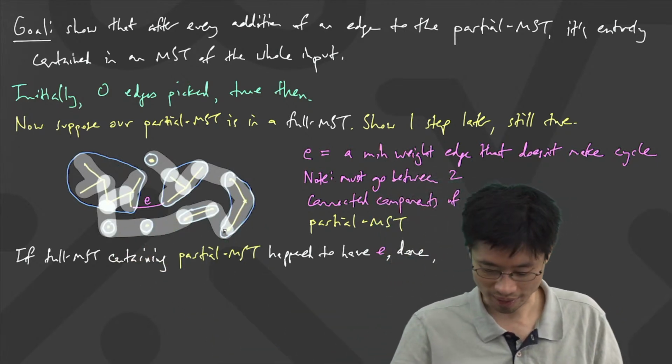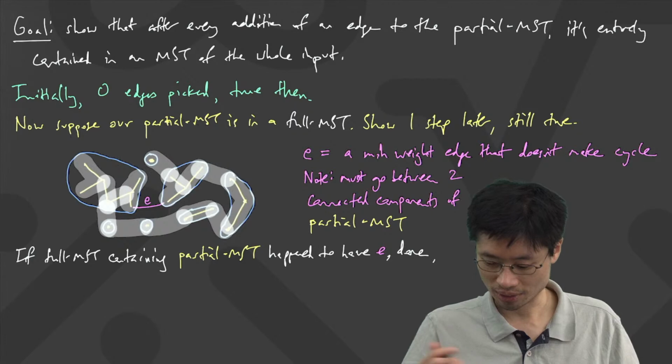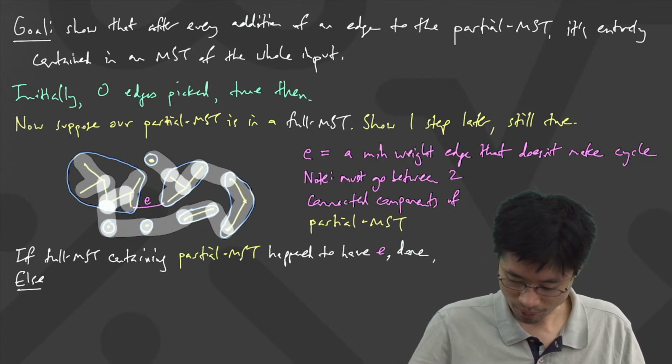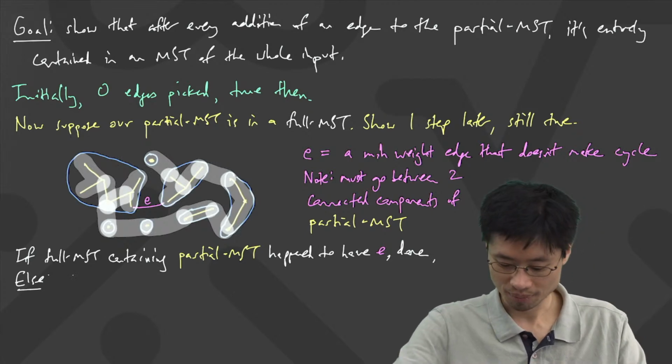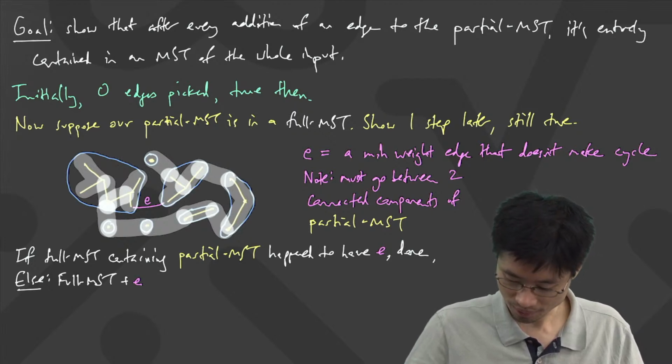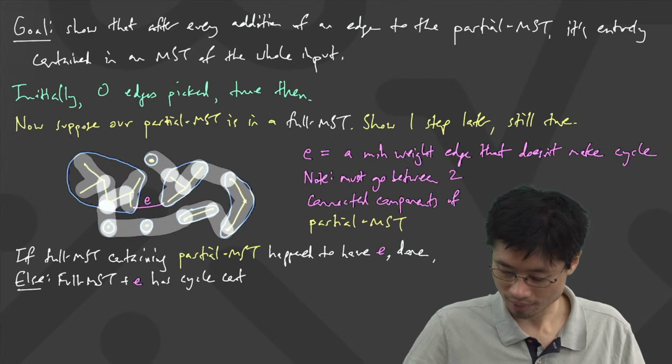Okay, so let's start to write this down one step at a time. So, okay, else. That's the rest of this proof. Okay, else, the full MST plus the edge E has a cycle containing E.